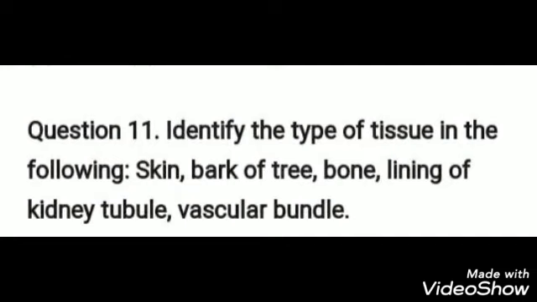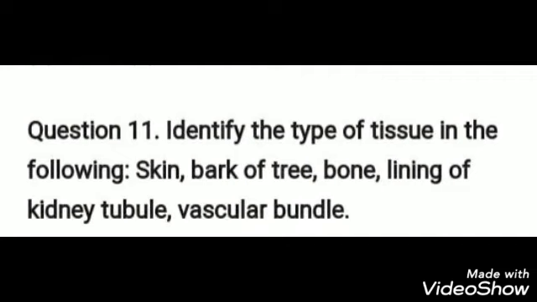The next question of this exercise is to identify the type of tissue in the following: skin, bark of tree, bone, lining of kidney tubule and vascular bundle. So the first part, that is skin. Skin has squamous epithelial tissue. The next part, bark of the tree, has simple permanent tissue.